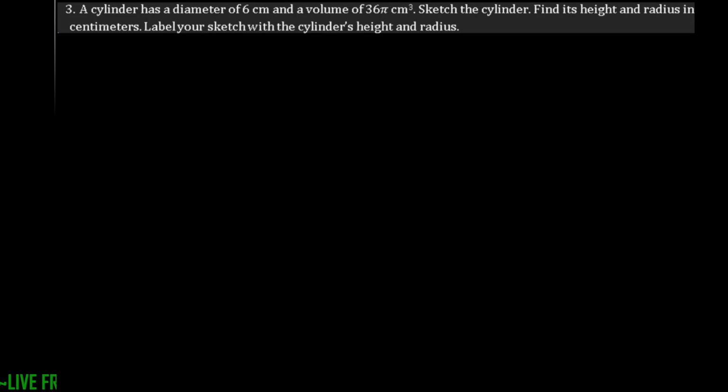For number 3, it says a cylinder has a diameter of 6 centimeters and a volume of 36 pi centimeters cubed. Let's sketch the cylinder, find its height and radius in centimeters, and then be sure to label your sketch with the cylinder's height and radius. So this is what I was kind of talking about. I thought this was the 36 pi that they're talking about, but this is similar to the previous video where we have to solve for those dimensions.